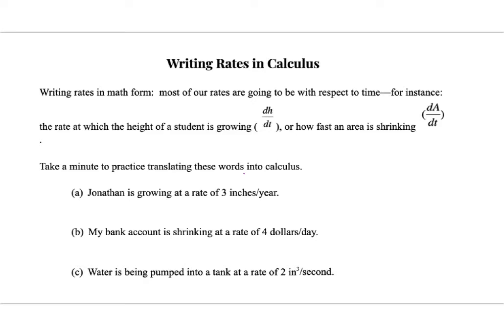All right, the first one we got, Jonathan is growing at a rate of 3 inches per year. This is about height, so I'm going to call this dh dt. You can use whatever letter you'd like. 3 inches per year and growing, that's going to be a positive rate. So we're going to call this 3, and then I'm just going to use my units.